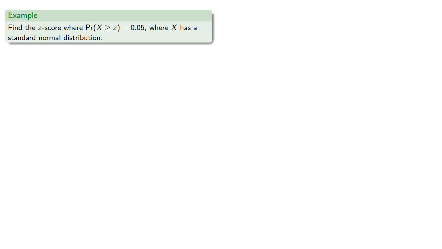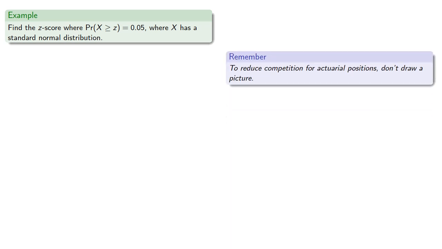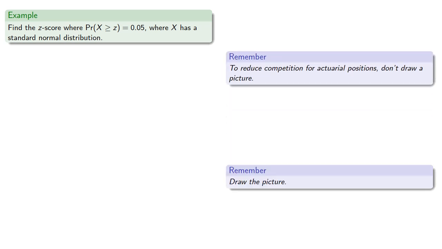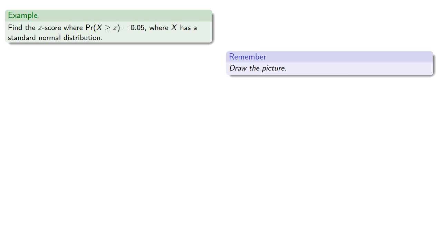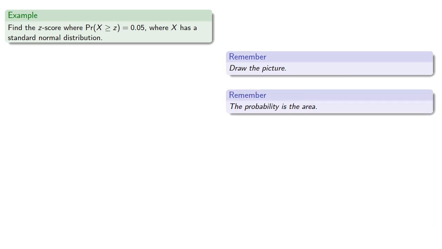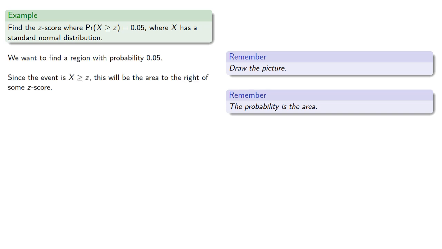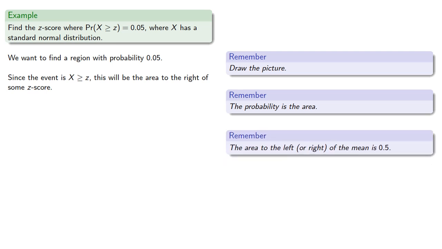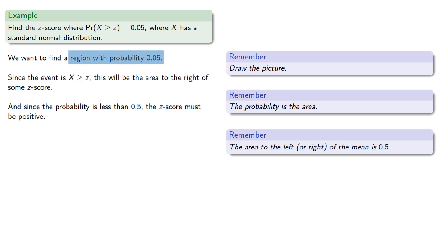Or let's find a probability x greater than or equal to z of 0.05. So it's important to remember, if you're planning on taking the actuarial exam, that you should actually draw the picture. And again, the probability is the area. We want to find a region with probability 0.05. Since our event is a greater than or equal to event, this will be the area to the right of some z-score. And again, the region to the left or right of the mean is 0.5. And since the probability we're looking at is less than 0.5, then the z-score we're looking for must be positive.